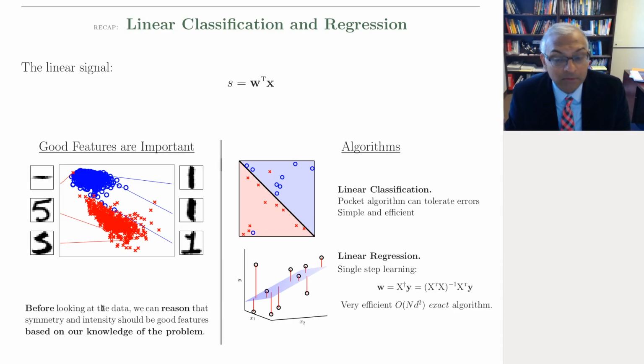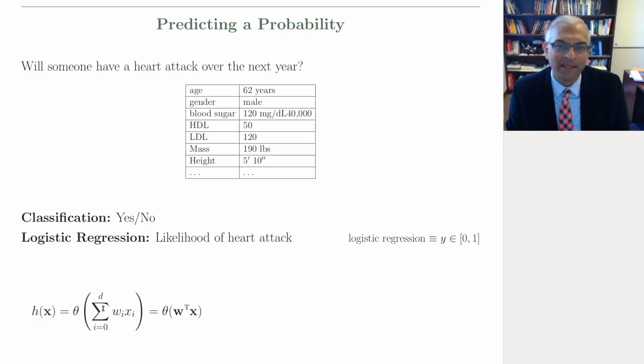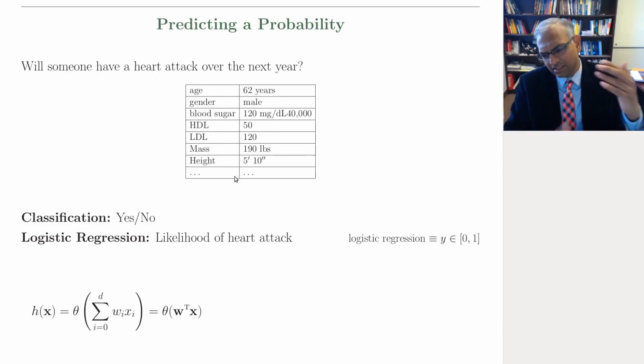Okay, today, logistic regression. Let me give you this example where someone's about to have a heart attack and we'd like to know what are the chances they have a heart attack over the next year. So here's an input. This person is 62 years old, is male, 120 milligrams blood sugar, HDL, LDL, mass, height. You can think of this as the biological profile of your applicant, in some sense, your input.